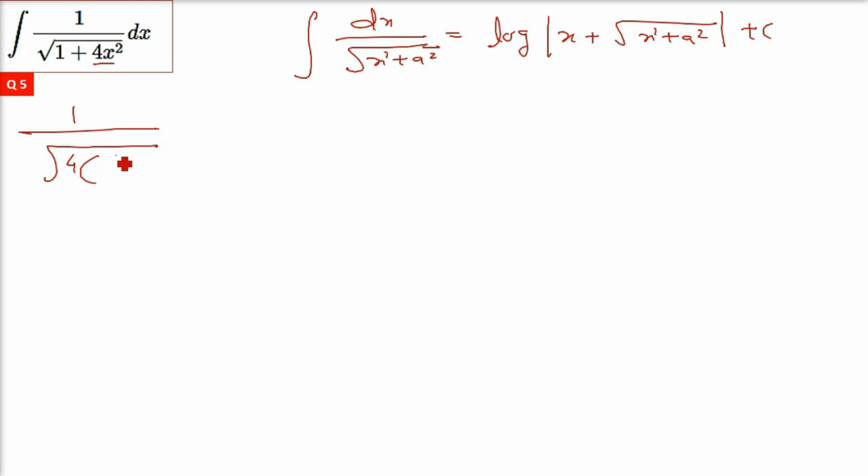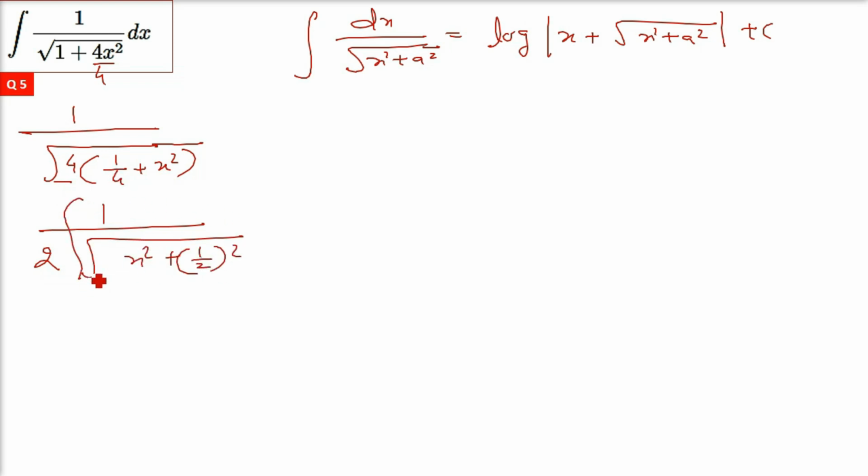So it will be 1 by 4 plus 4x square by 4. So this 4 gets cancelled. x square only will remain. That is under root 4 into x square plus 1 by 4. So under root 4 will give you 2. So 2 comes out. And inside it will be x square plus 1 by 4. That is 1 by 2 whole square you can write.